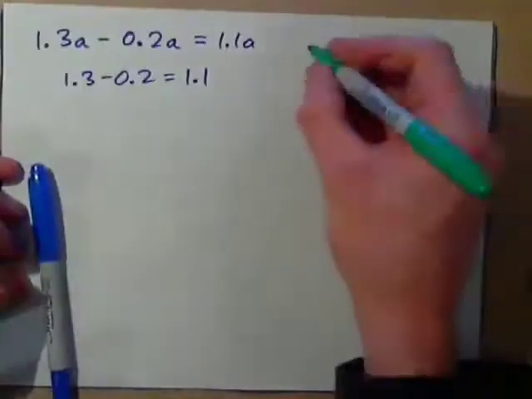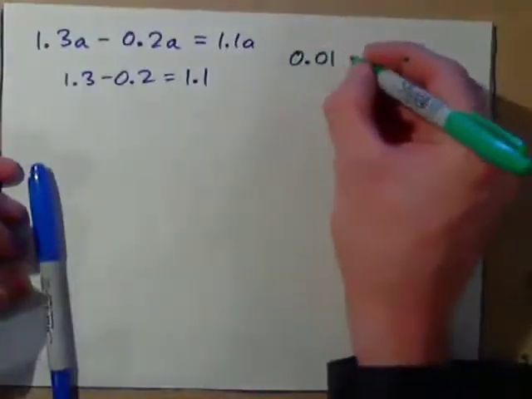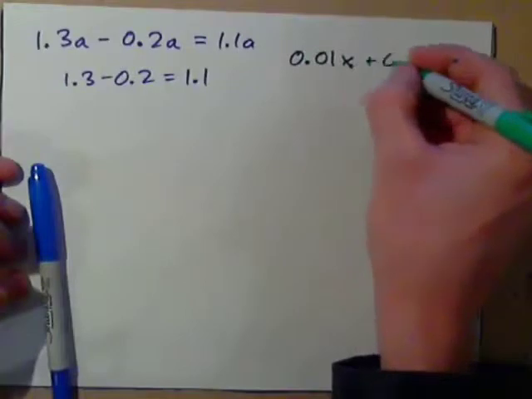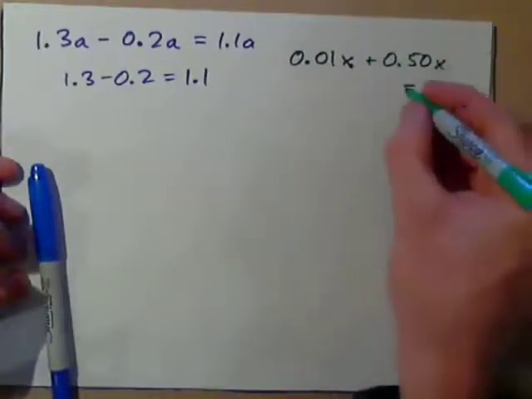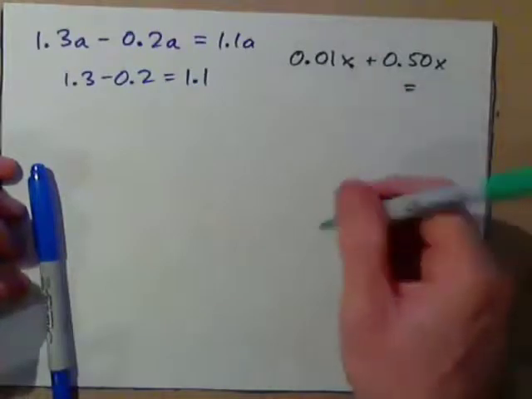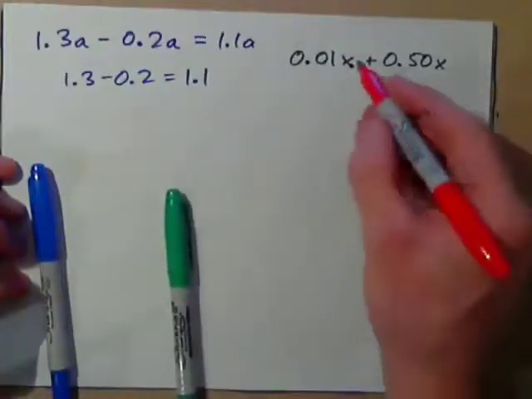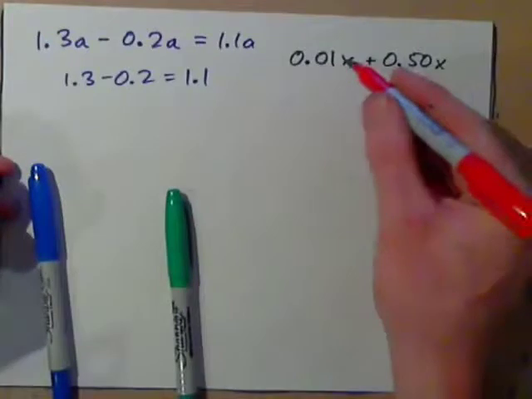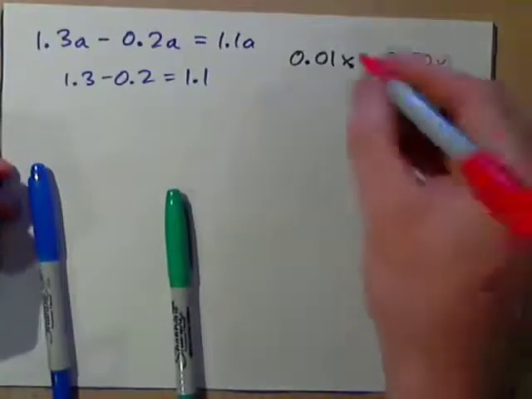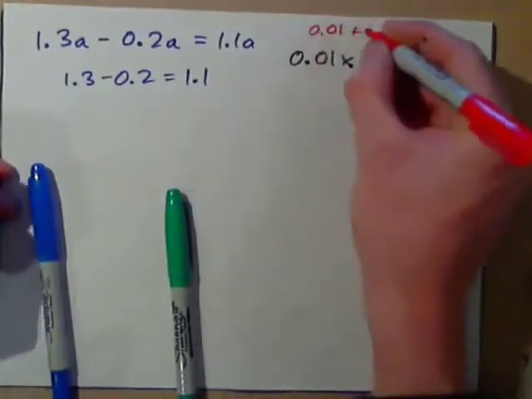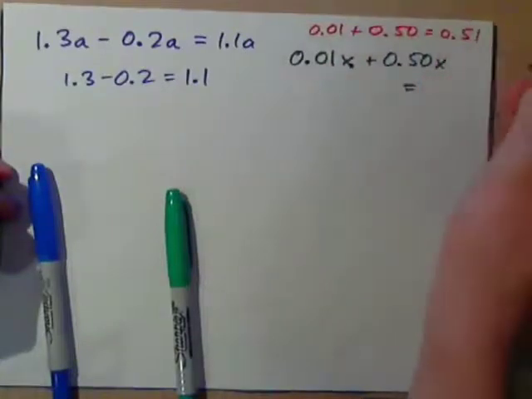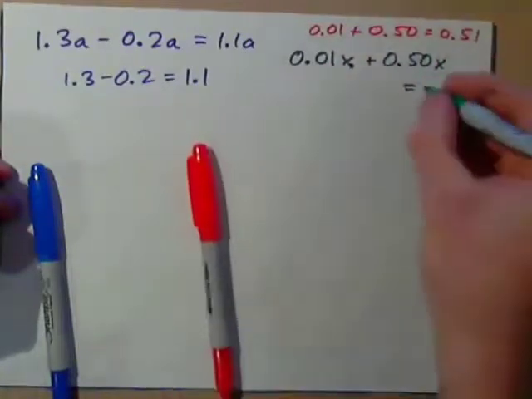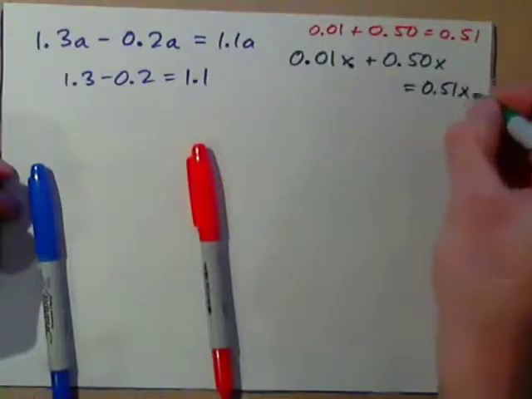So just for a brain teaser, how about this? 0.01x plus 0.50x. What would that be? So 0.01 times x plus 0.50 times x. Well, 0.01 plus 0.50 is 0.51, isn't it? So this whole thing just becomes 0.51x, right?